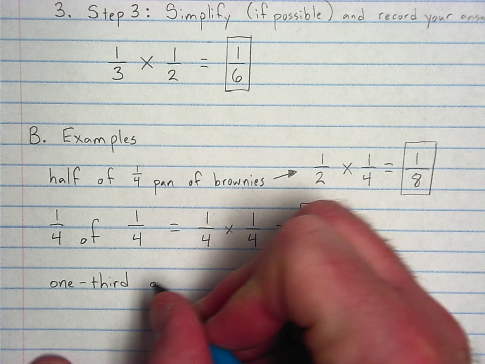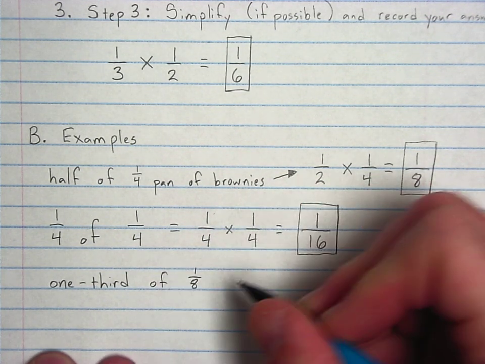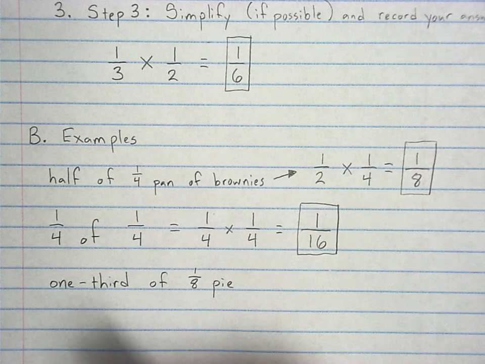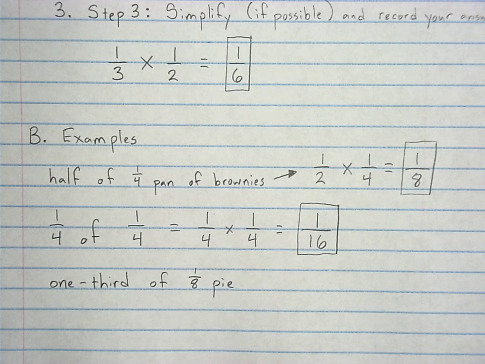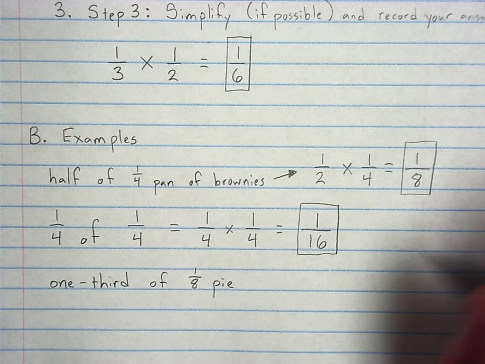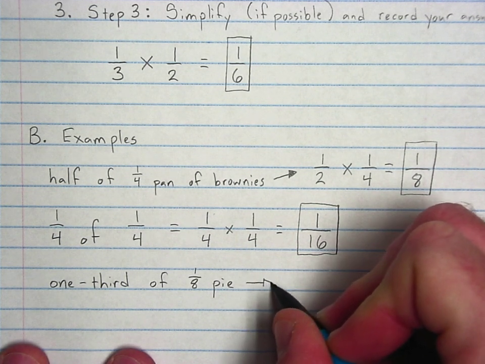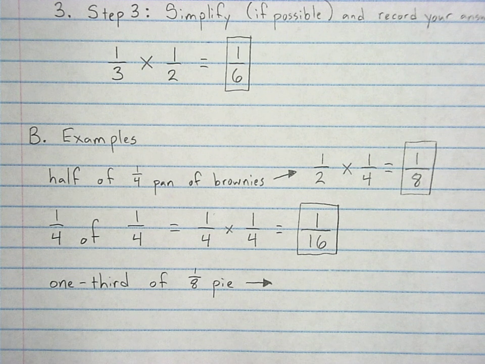1/3 of 1/8 of a pie. Remember, you are going to need to write this horizontally, multiply numerator times numerator, denominator times denominator, and box up your answer. All right, like I said, I'll leave that one for you.